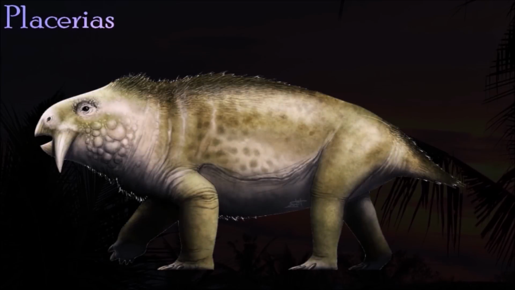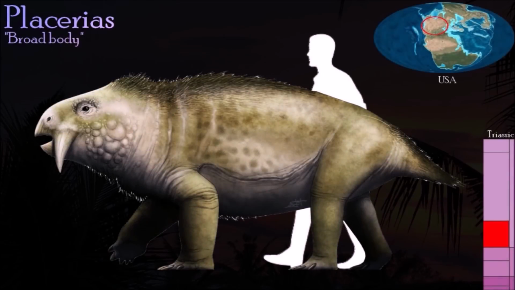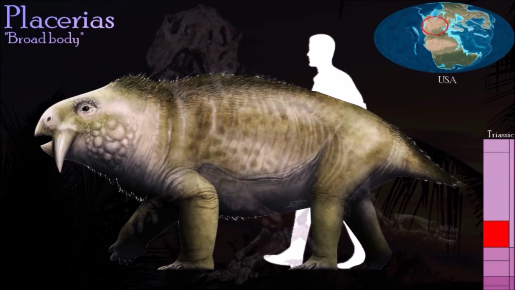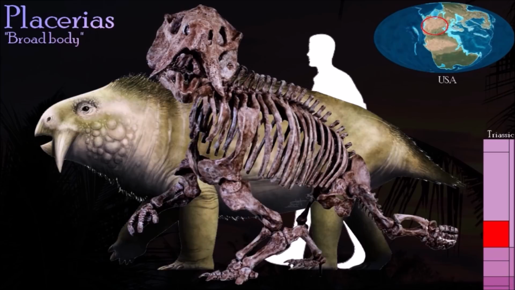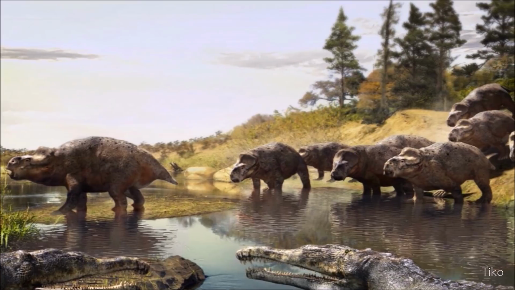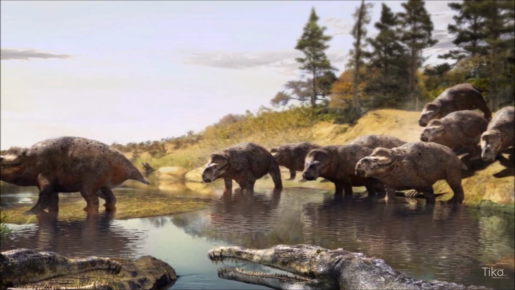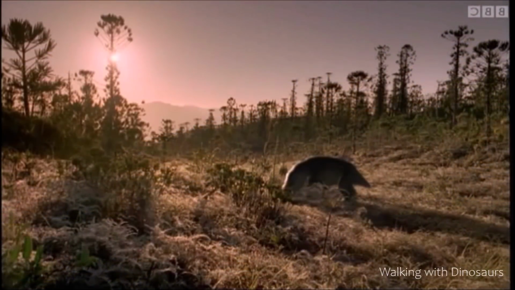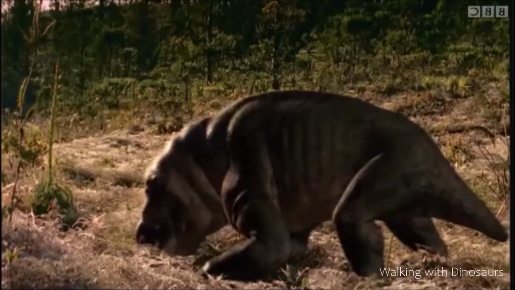Dicynodonts, reptile-like cousins of mammals, were some of the most successful herbivores of the late Permian to Middle Triassic periods. One of the last surviving members of this once great group was Placerias. Resembling an ancient hippopotamus, it reached weights of as much as 2,000 kilograms. It lived approximately 220 million years ago in southwestern USA and was the largest herbivore in the region.